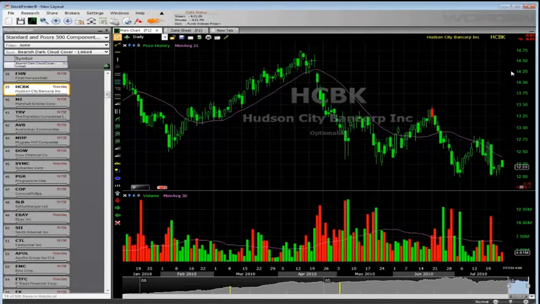I'm looking at a daily chart right now, so these are daily price bars. Notice that the example that I have pulled up right now on HCBK actually is not a great example, if only because we're not really in a pronounced uptrend.